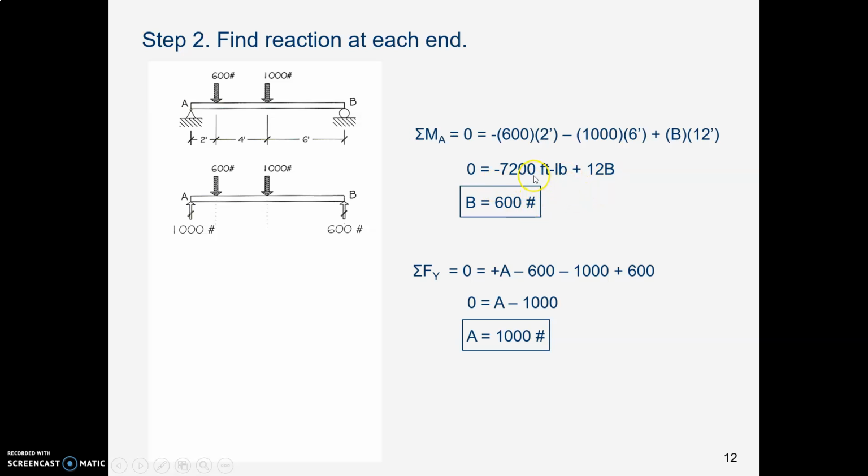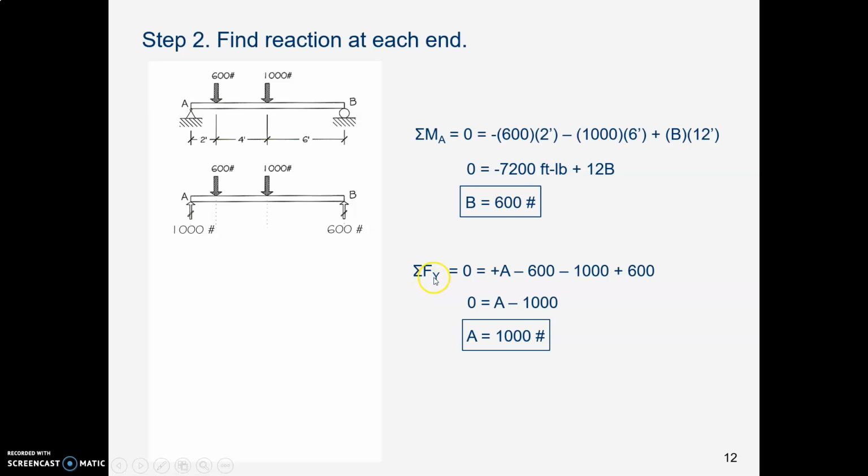I'm saving space here, but when I wrote this out on paper, I then added 7,200 to each side. So I had 7,200 equals 12B. Then I divided both sides by 12, and I wound up with 600 equals B. So B is 600 pounds. There it is. Then I'm using another equilibrium equation to find A.